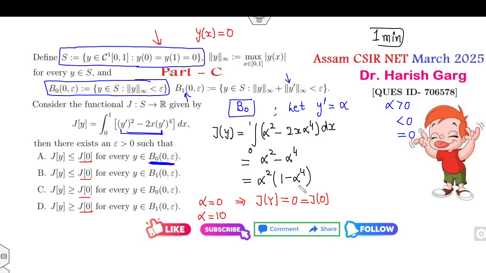Now if I choose alpha is 10, so clearly J of y will be negative. So that means it will be less than J of 0. But you can see the third option is J of y is greater than J of 0 on b0. But if I choose alpha is half, then this number will be positive. Then this number will be greater than J of 0, but the first option said less than 0. So that means options A and C are cancelled out.